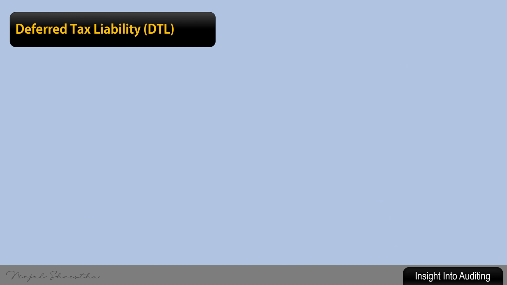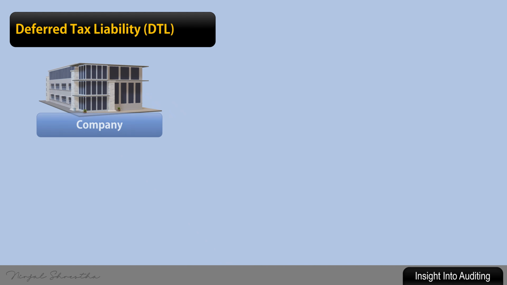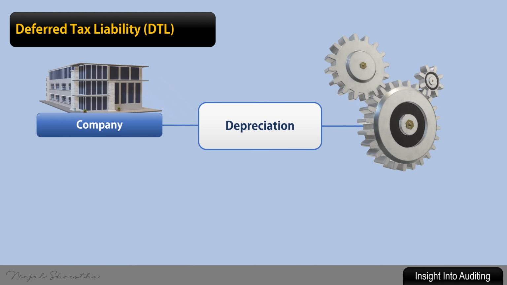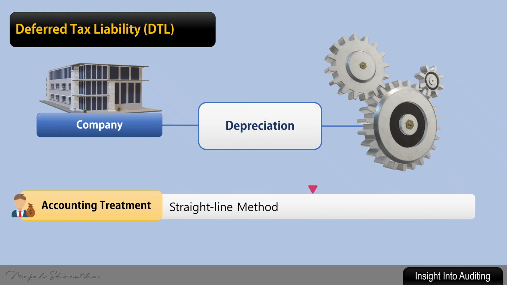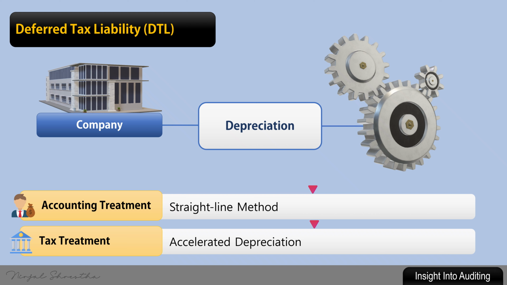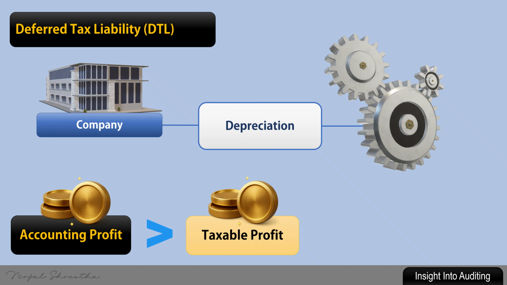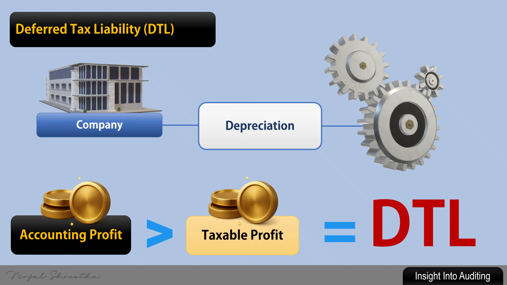Now for a deferred tax liability example, the classic depreciation difference. Companies might use straight-line depreciation over many years. But for tax, the government might allow accelerated depreciation, letting companies deduct more in earlier years. This means their current taxable profit is lower than their accounting profit. They've paid less tax now than their accounting books say. This creates a deferred tax liability, a future tax payment.